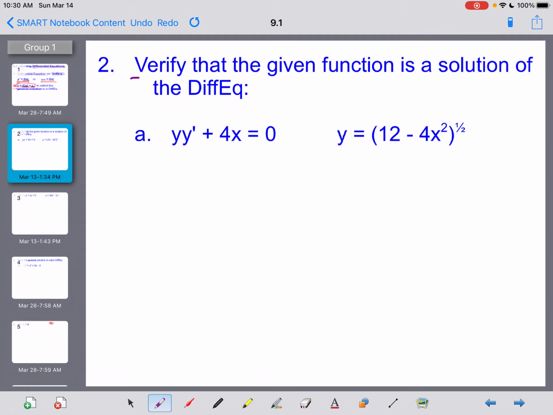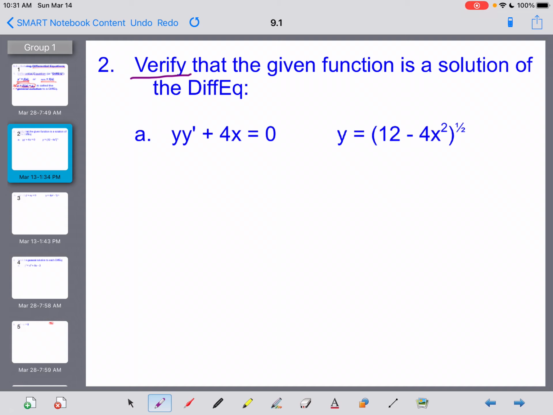Now, this word right here, verify, students either usually ignore that and don't think anything of it, or if they do think about it, they get a little bit scared. Verify means prove that something is true. And I just said the dreaded P word in math, prove. But with verification, it's sometimes a little bit easier than that.